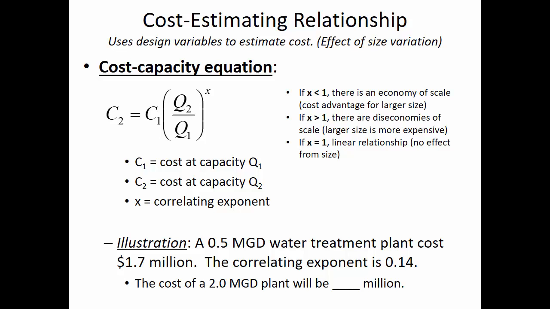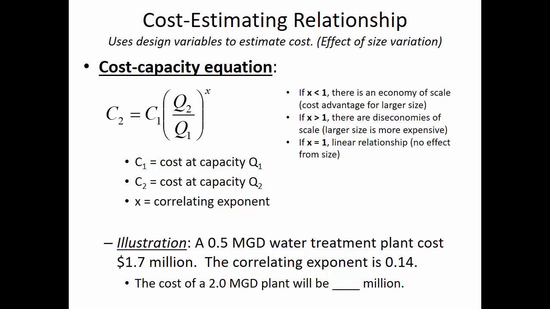All right, so as an illustration, let's take the case of a water treatment plant. The size of water treatment plants are often quoted in terms of MGD. Anybody know what MGD is? It's not Miller Genuine Draft. Million gallons per day. So this water treatment plant that we have the data for, the one that was built already, has a Q1 of 0.5 million gallons per day. That's how much water it can produce.